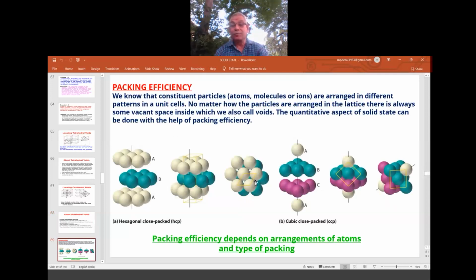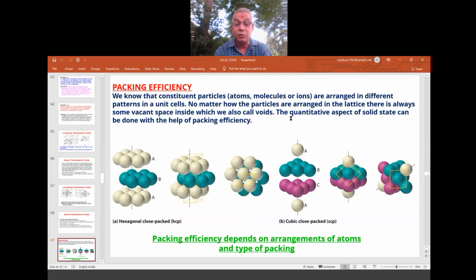So this is what packing efficiency, or the packing fraction, is. I told you how closely they want to pack. As much as possible they want to pack closely, but still some gaps are created. So what is packing efficiency? Packing efficiency is how close they are.